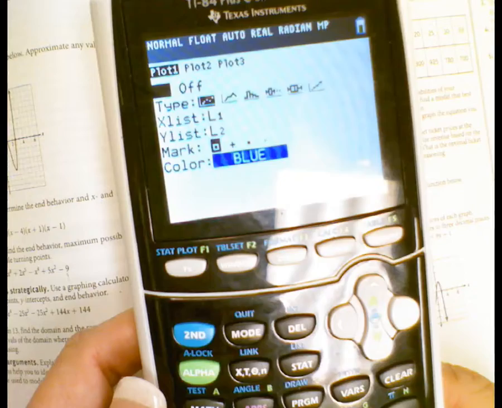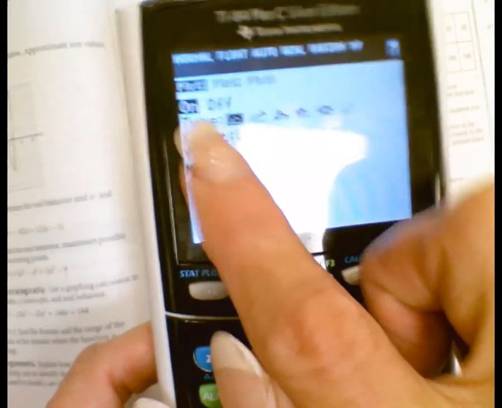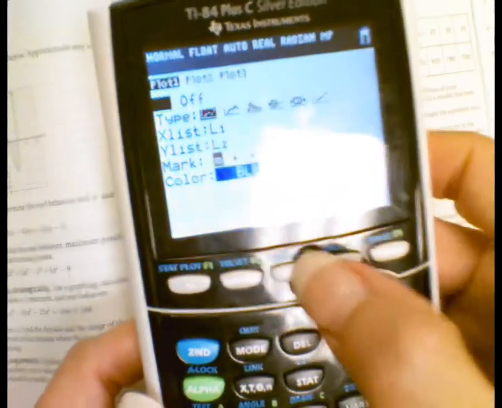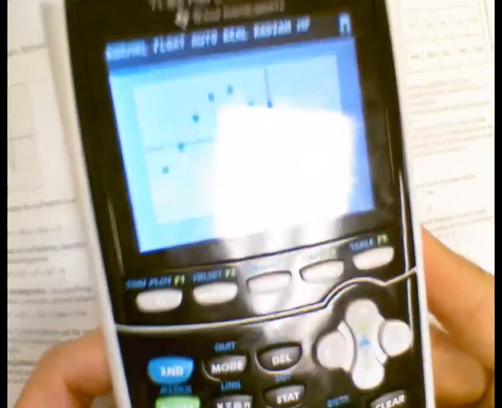All right, so I want to look at the scatter plot. So we're going to press second, y equals, and we're going to turn it on. Make sure this is on. This is list 1 and list 2. That's where I just put them. And then I'm going to press zoom 9. So that's what it looks like.